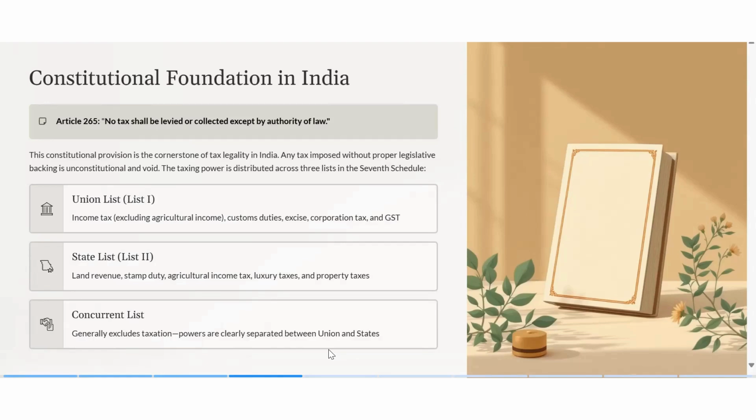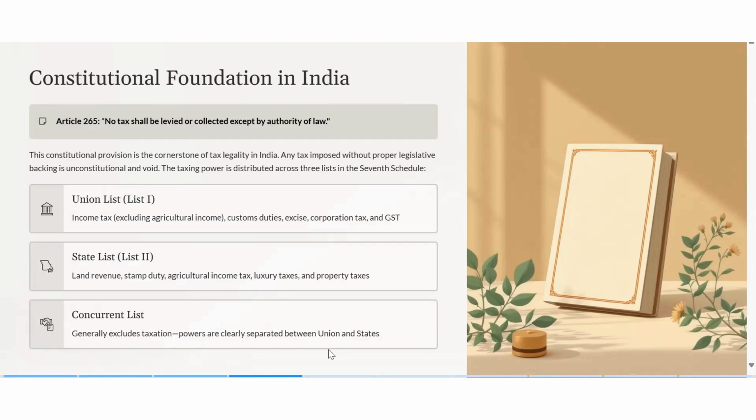The taxing power is distributed across the three lists in the 7th Schedule of the Indian Constitution. I believe whoever is acquainted a little with the Indian Constitution knows there are three subject lists under the 7th Schedule which define the legislative power of the union legislature and state legislature. And there is a third list which is called the concurrent list, over which there is a subject list where center and state can make law.